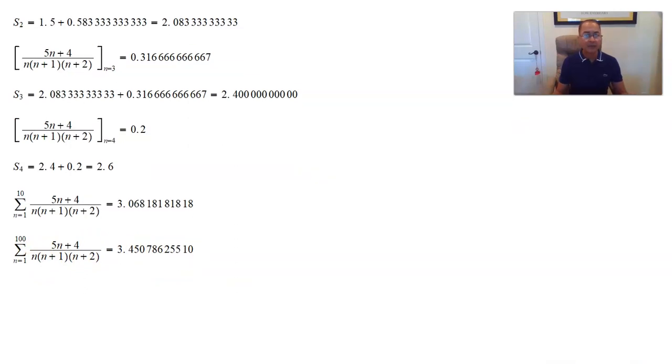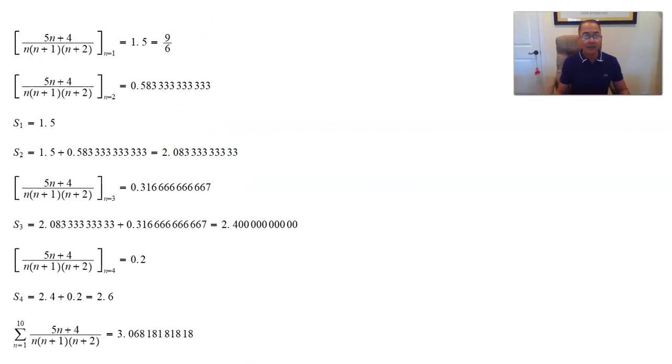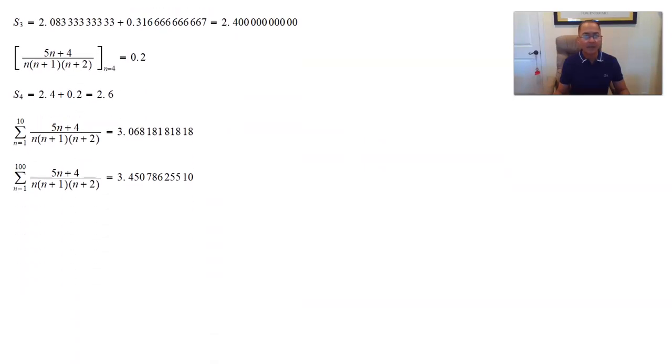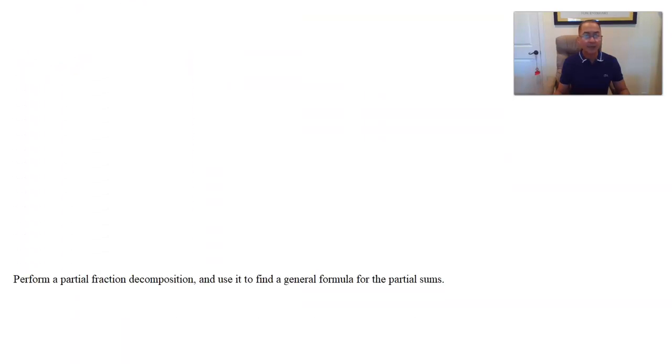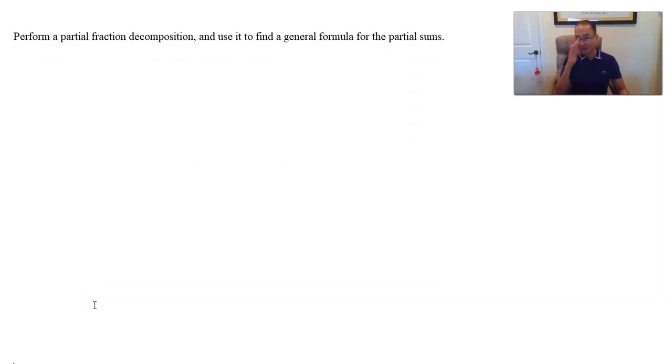Okay, so what we're going to do next is find the exact value of this sum. So we have this infinite series over here. How are we going to do that? What could we possibly do? We are going to perform a partial fraction decomposition, and we will use that decomposition to find a general formula for the partial sums, and in so doing, we will be able to find the exact sum of this telescoping series. Okay, so you remember how to do this?